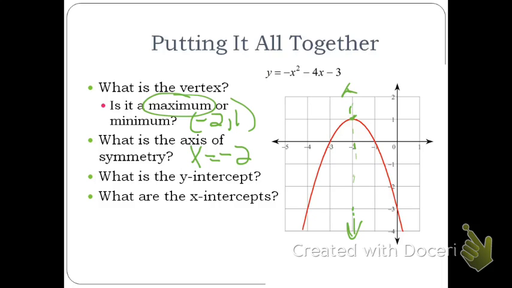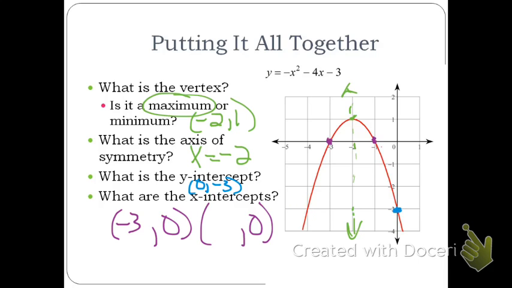What is the y-intercept? The y-intercept is where it crosses on the y-axis. So right here at -3. So that's when x is equal to 0, y is equal to -3. And our x-intercepts are the 2 points where the graph crosses the y-axis, or I'm sorry, the x-axis. So that's when y is equal to 0, x is equal to -3, and at -1.